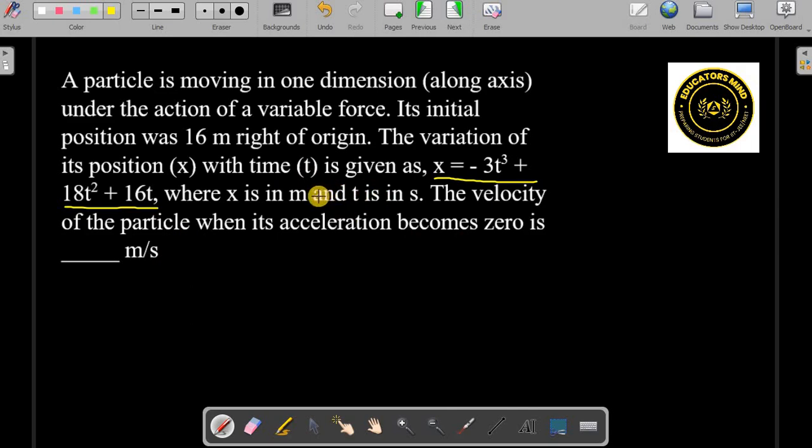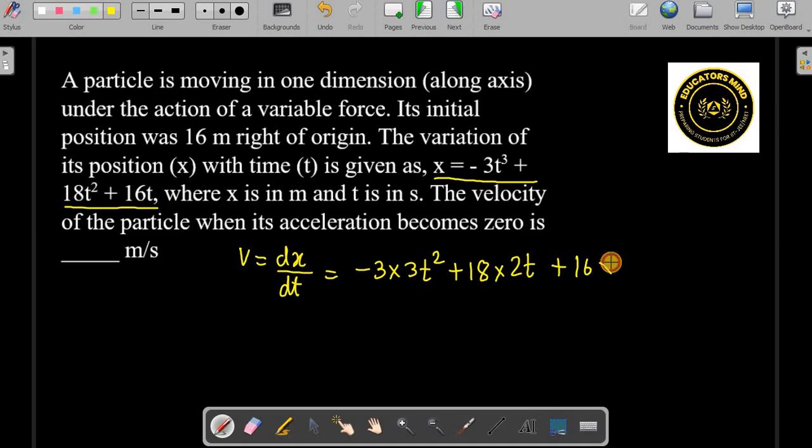So we need to calculate acceleration first and then equate to 0. Then we'll get the time, and that time we'll put in velocity. So what is velocity? Velocity is dx by dt. So let's differentiate. First term, minus 3 comes out, t cube differentiation is 3t square. Next term, 18 comes out, t square differentiation is 2t. Plus last term, 16 comes out, t differentiation is 1. So this is the velocity: minus 9t square plus 36t plus 16.